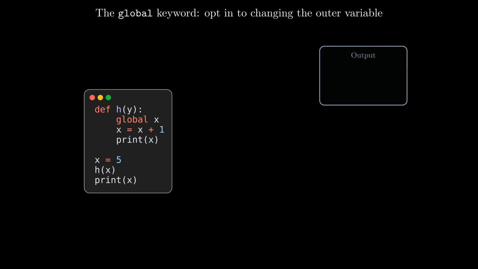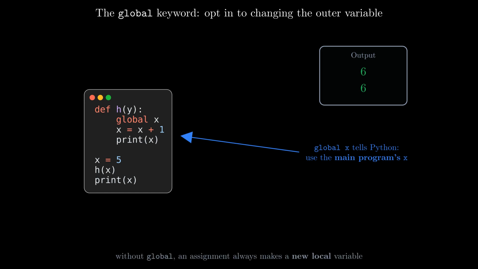What if you genuinely want a function to change a variable in the global scope? Python makes you say so explicitly with the keyword global. Add the line global x at the top of h, and now x refers to the main program's x, not a new local one. Run it. x is 5, h adds 1 and prints 6. And back in the main program, print x now shows 6 as well. The global variable really changed. Without that keyword, assignment always makes a local. Global is how you opt in to touching the outer variable.